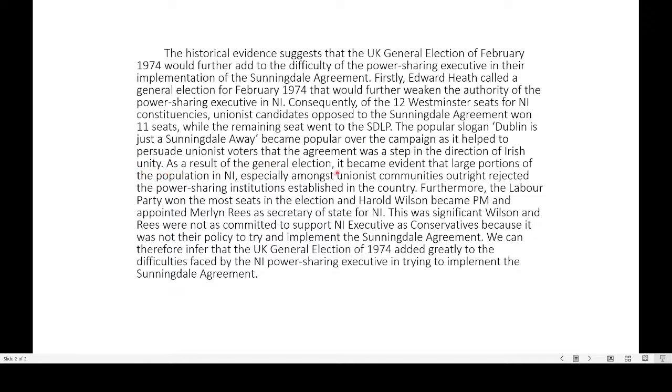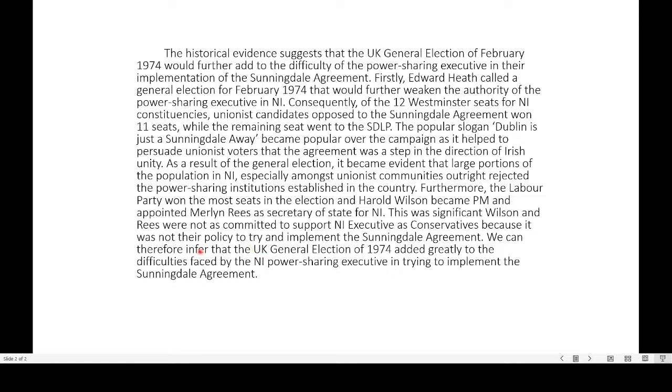As a result of the general election, it became evident that large portions of the population in Northern Ireland, especially amongst Unionist communities, outright rejected the power-sharing institutions established in the country. Furthermore, the Labour Party won the most seats in the election, and Harold Wilson became Prime Minister and appointed Merlin Rees as Secretary of State for Northern Ireland. This was significant as Wilson and Rees were not as committed to support the Northern Ireland executive as the Conservatives, because it was not their policy to try and implement the Sunningdale Agreement.